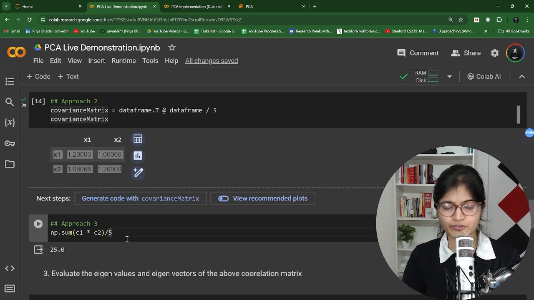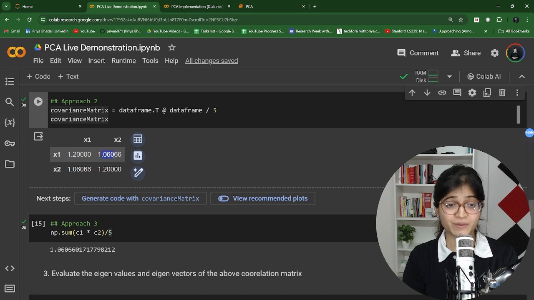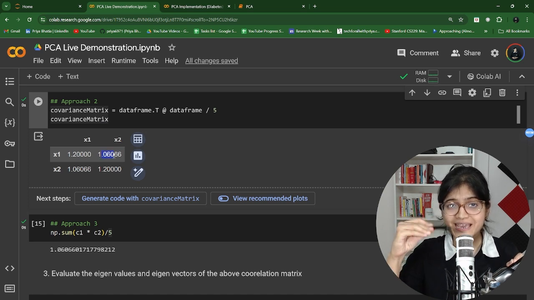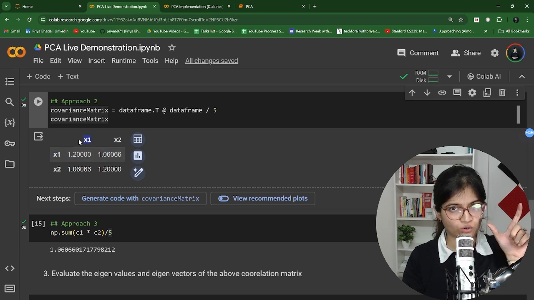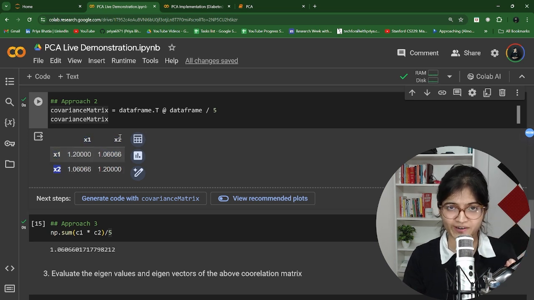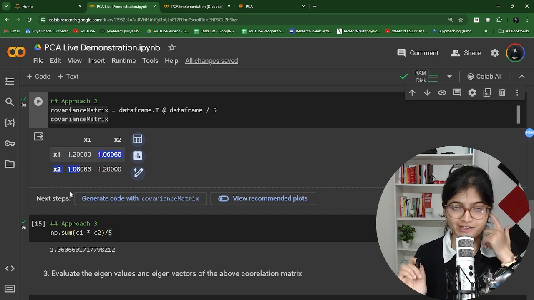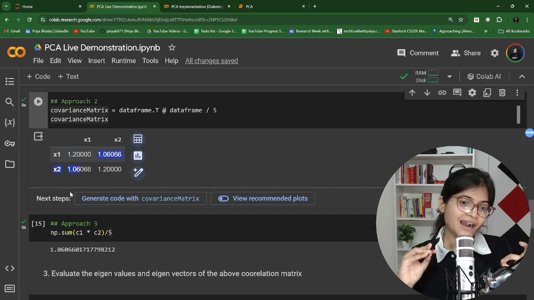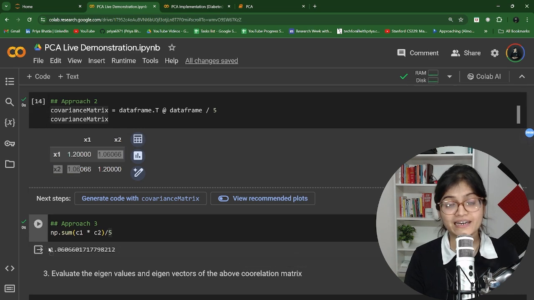Another way is to do the summation and multiplication of C1 and C2 divided by n minus 1. Anyhow, you will observe it gives you the number 1.06, because we are not looking for the same-feature covariance value. I don't want the x1 and x1 covariance value, and I don't want the x2 and x2 covariance value. What I'm looking for is x1 and x2, or x2 and x1. These are always the same; always remember, the commutative property is there. So we are looking for x1, x2 or x2, x1, which is the value we are definitely looking for.